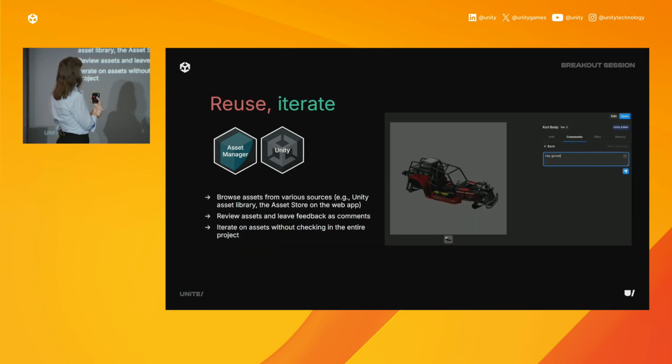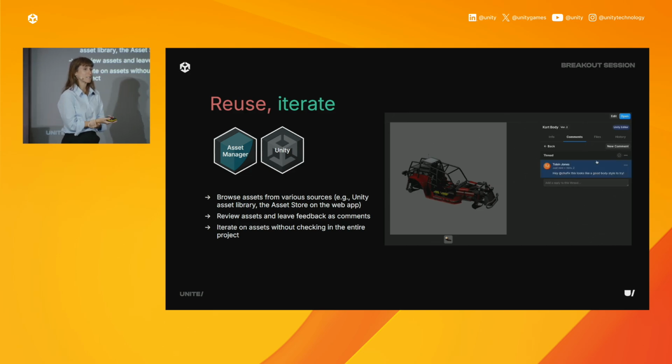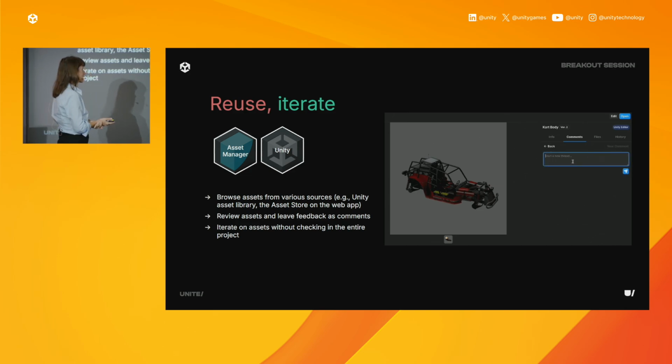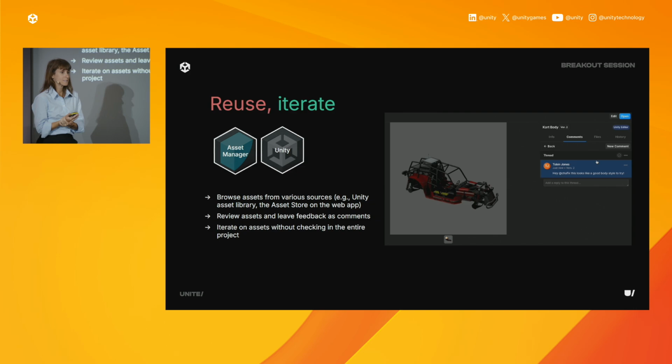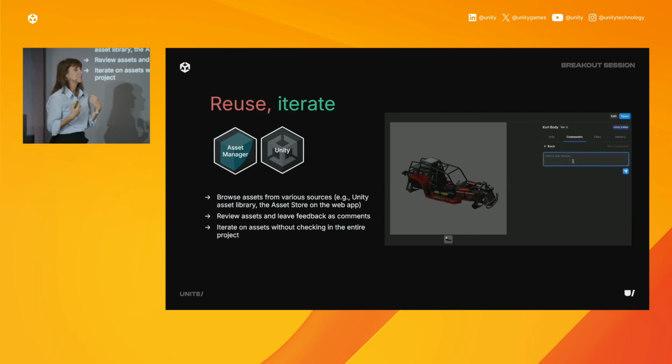Tobin showed us how you can browse assets from various sources. He showed us how you can browse assets from the material library. I showed you how you can browse assets from the asset store that you purchased. Tobin showed you how you can do feedback and comments on assets. And he showed you how you can iterate on assets like the cart without checking in the entire repo.